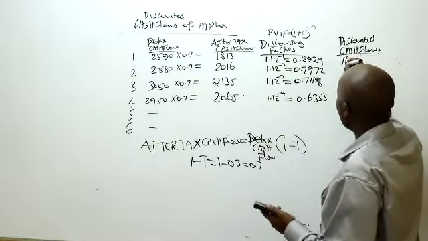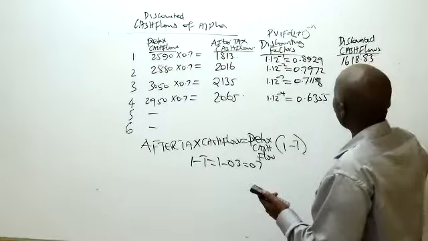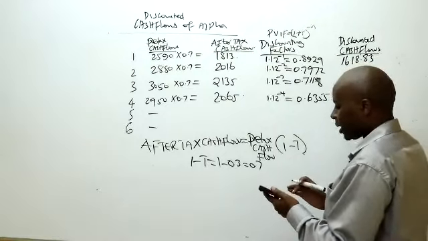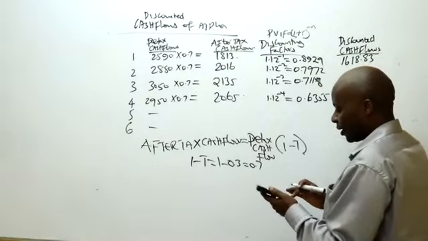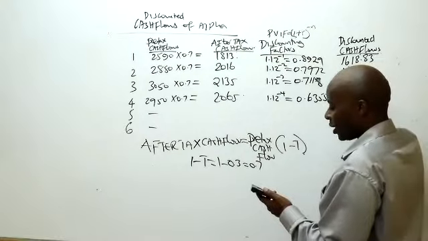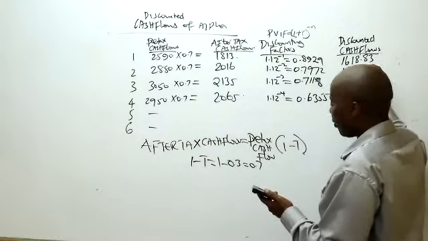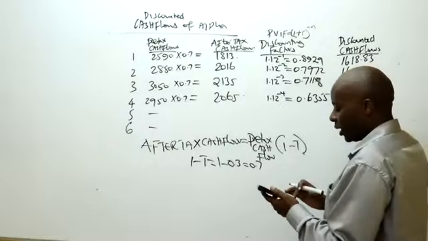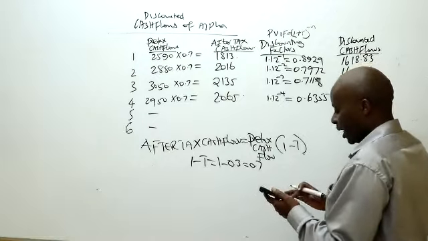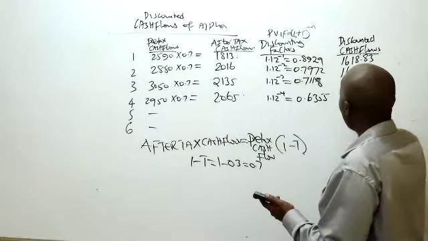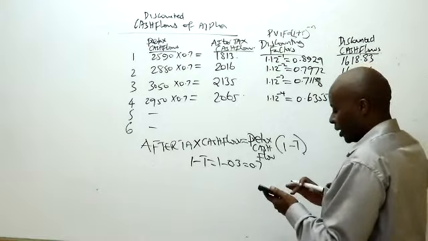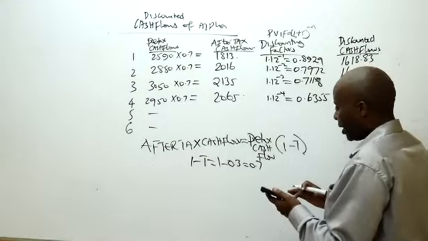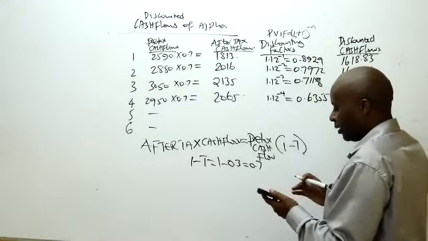So we have here 1618.83. Then 2016 times 0.7972 equals 1607.16. We have 2135 times 0.7118, giving us 1519.69. And then we have 2065 times 0.6355, giving us at the end of the day 1312.31.